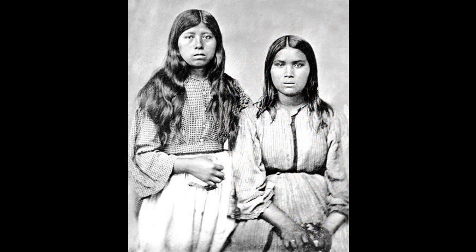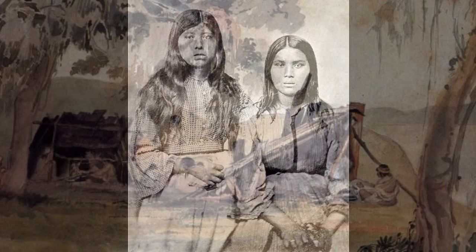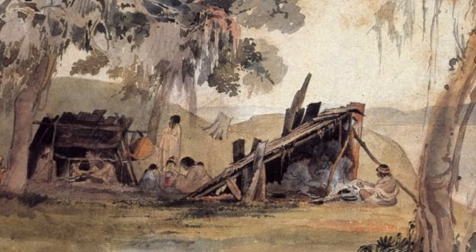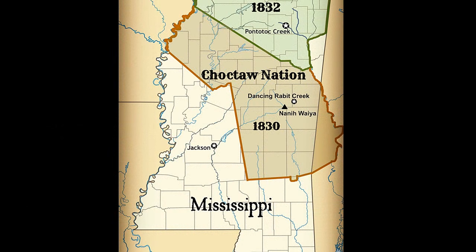The Choctaw were the first tribes sent to Indian Territory. In Mississippi, the state legislature abolished the tribal government and forced several chiefs to sign a treaty agreeing to give up 7.5 million acres of land.